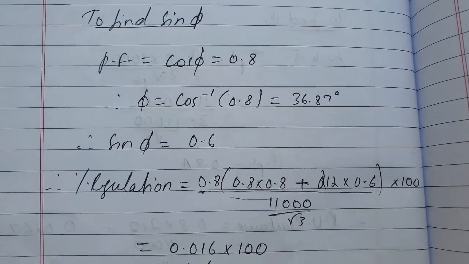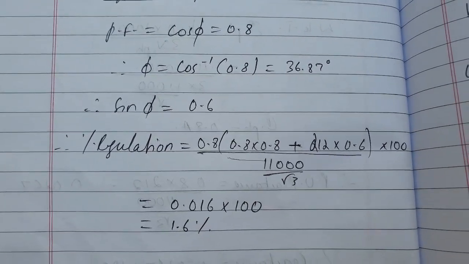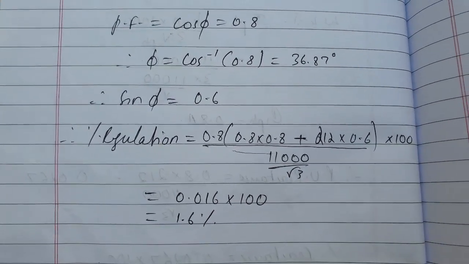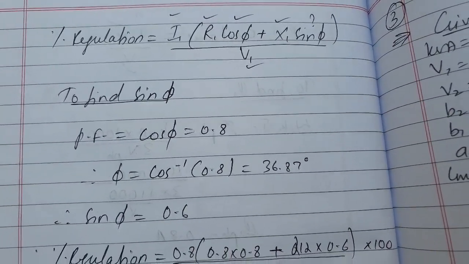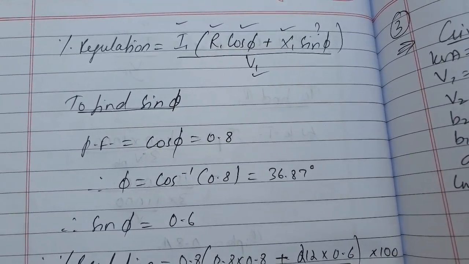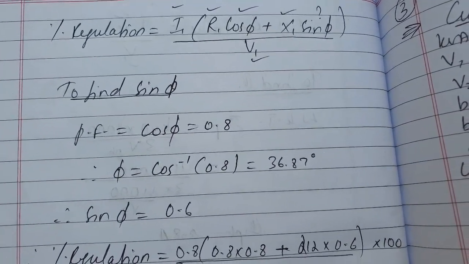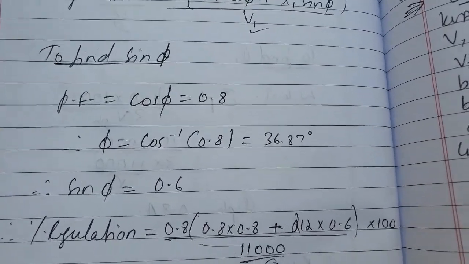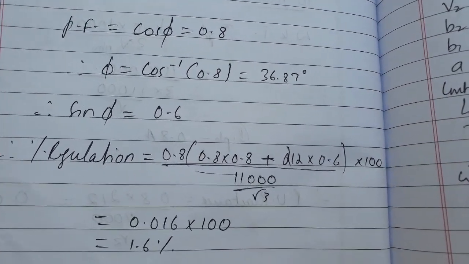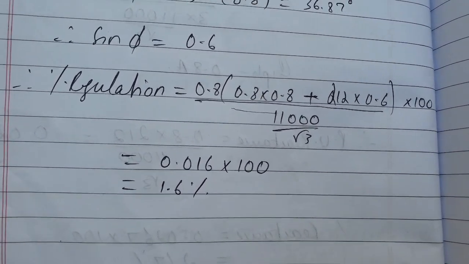Now substitute all the values which you have calculated in percentage regulation formula. If you remember, the formula is percentage regulation is equal to I1 into the bracket R1 cos phi plus or minus X1 sin phi whole divided by V1. Here I am writing it as plus because power factor is lagging. After substituting and evaluating, you will get percentage regulation as 1.6%.